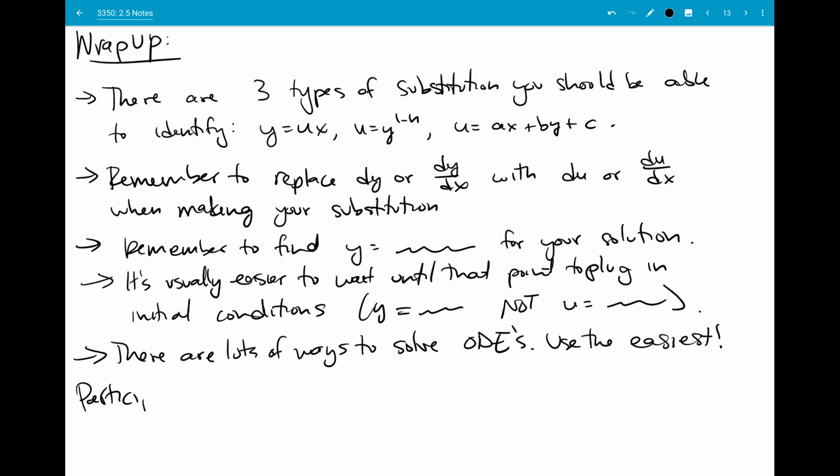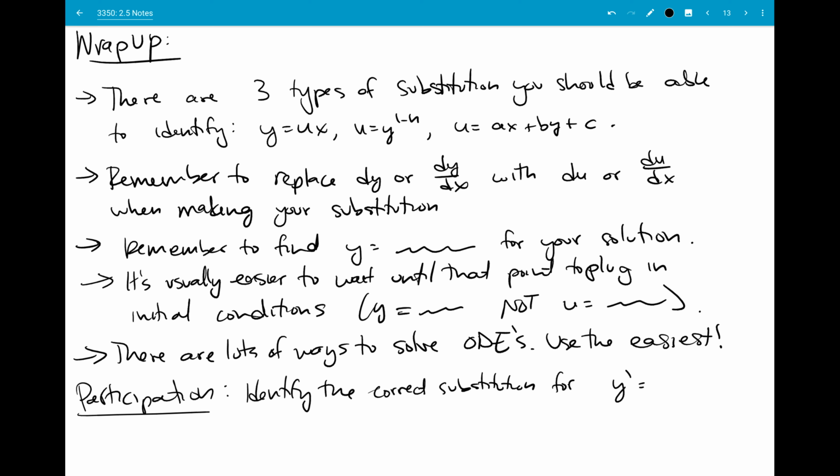And your participation problem for this week is going to set you up for your web work, but we're going to identify the correct substitution for y prime equal to 4xy plus 18x squared plus 2y squared over x squared, and transform to a separable equation.